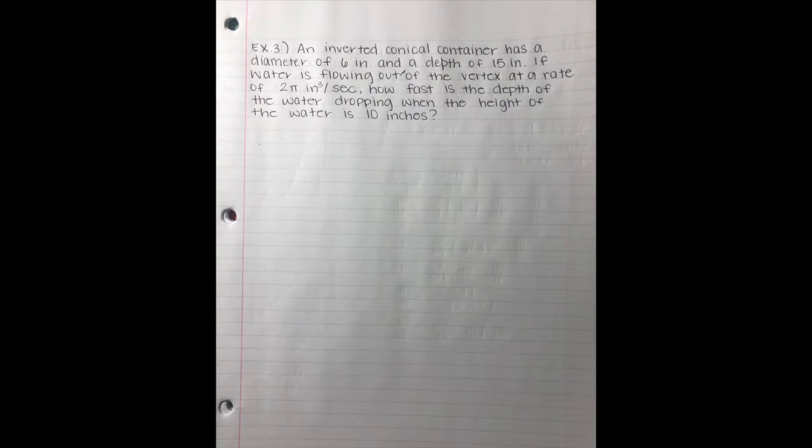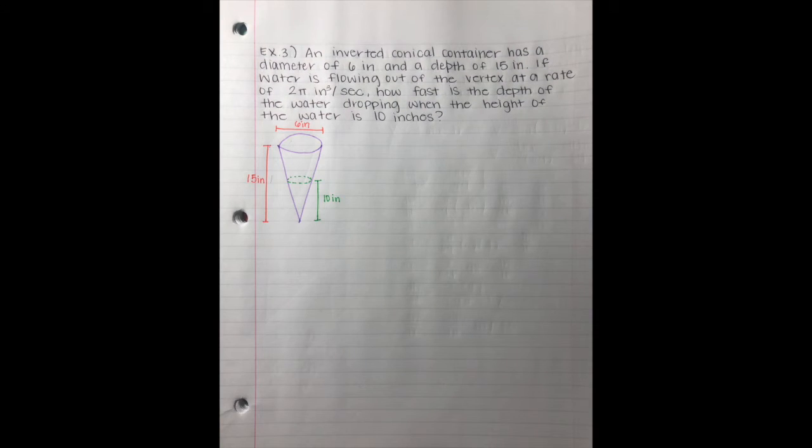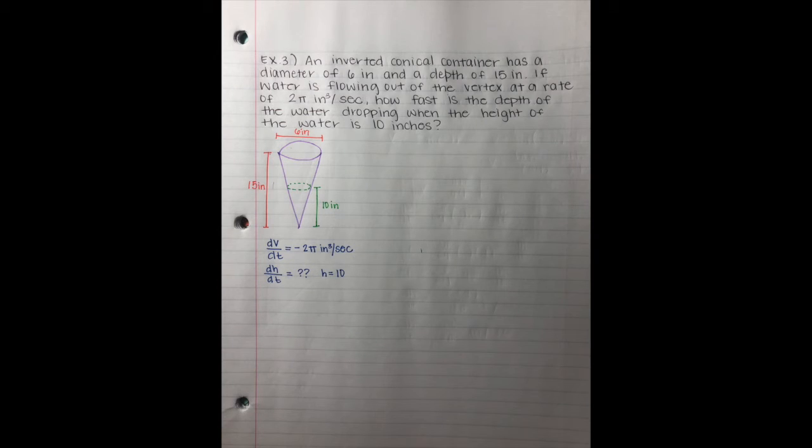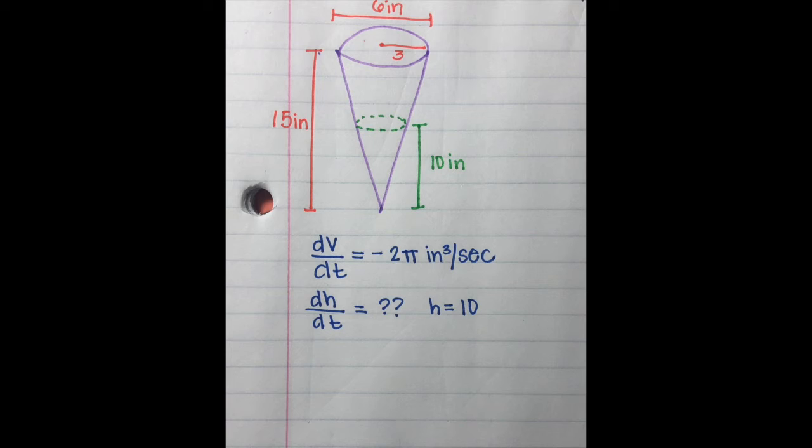Our final equation for related rates is: an inverted conical container has a diameter of 6 inches and a depth of 15 inches. If water is flowing out of the vertex at a rate of 2 pi inches cubed per second, how fast is the depth of the water dropping when the height of the water is 10 inches? In this equation, you are finding dh dt.